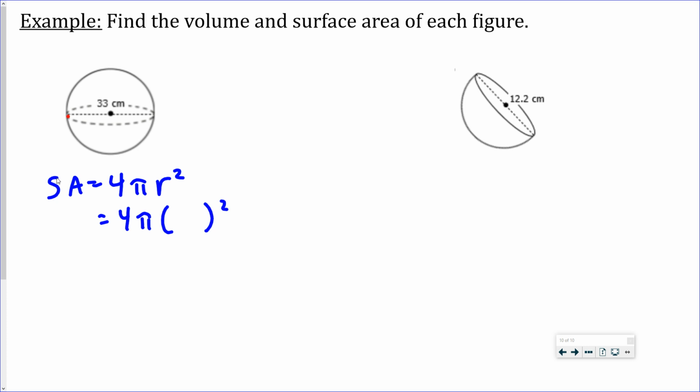What do we call this length? Diameter. What's the relationship with diameters and radius? Diameter is twice as much as the radius. Exactly. Diameter is twice as long, or the radius is half. So if the diameter is 33, the radius is going to be half of that. That number is 16.5.